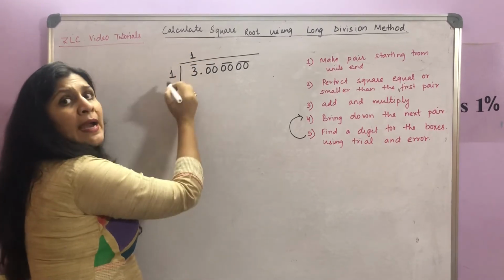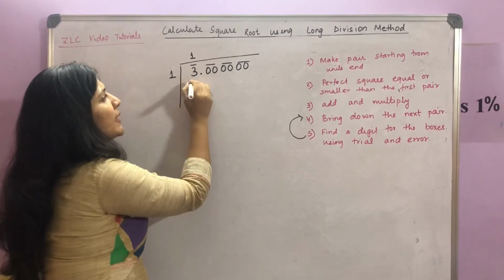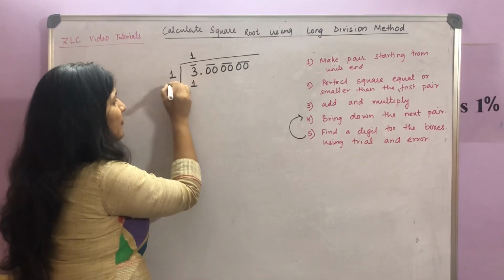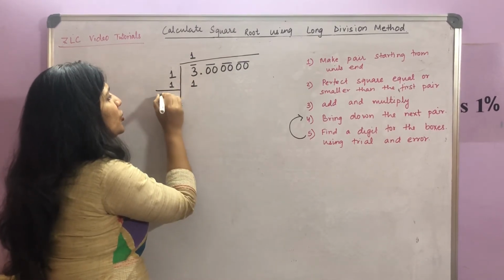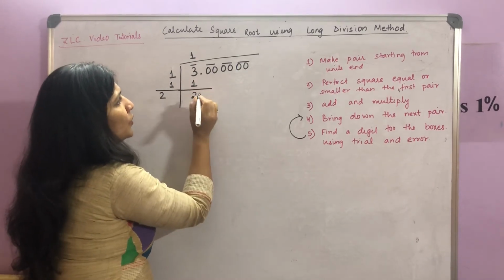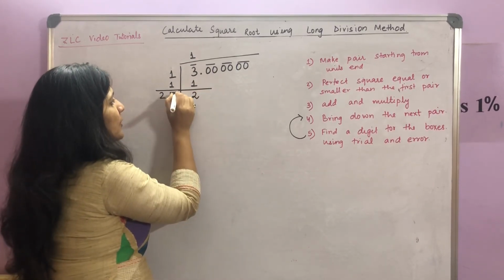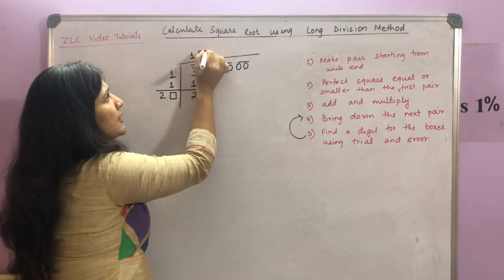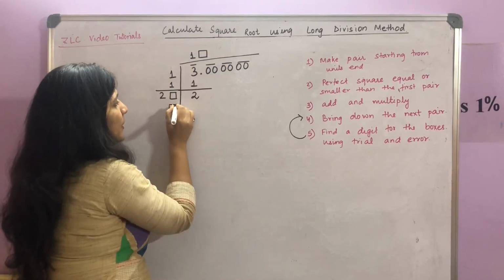Now I'm going to add and multiply. 1 into 1 is 1, and 1 plus 1 is 2. I'm going to put a 2 here and subtract. So I get a 2 here, right? I will put the boxes. I'm going to put a box.